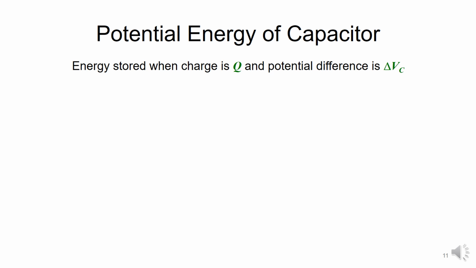So we are trying to find the energy stored, and suppose the final charge in the capacitor is Q, and the final potential difference is delta Vc. The equation that we end up with looks like this. Energy stored in a capacitor equals half times the charge times the potential difference. Now if you look at the previous slide, we said that the potential energy equals Q times delta V. But now here we are saying the potential energy equals half times Q times delta V. So where did the half come from?